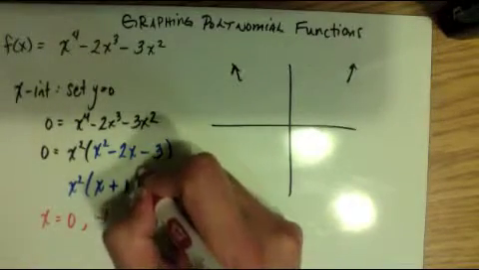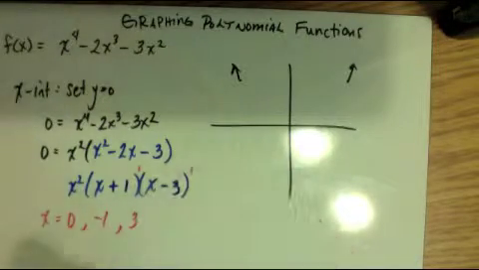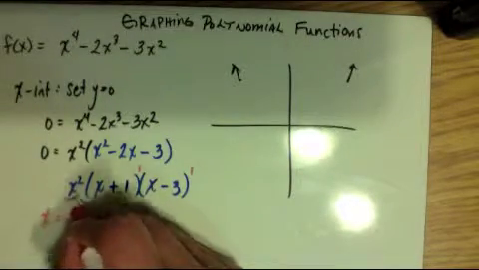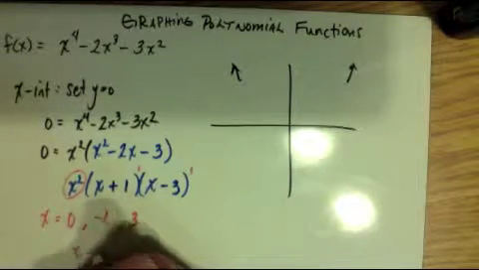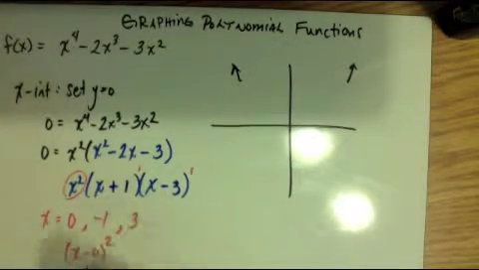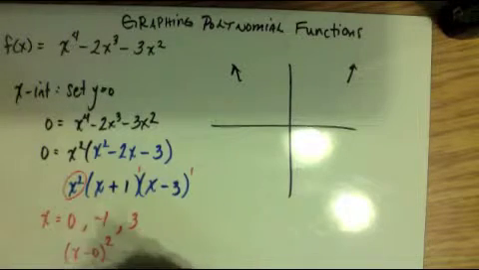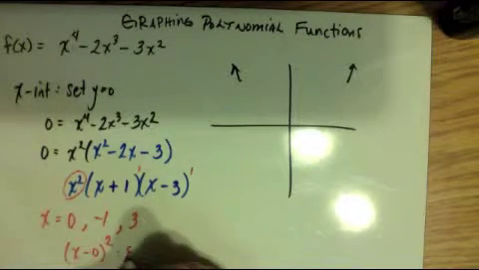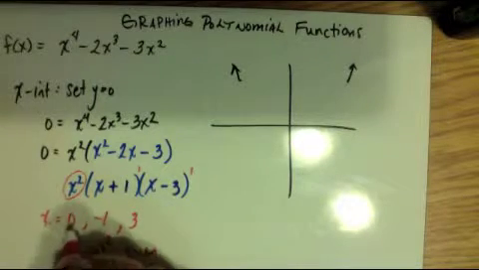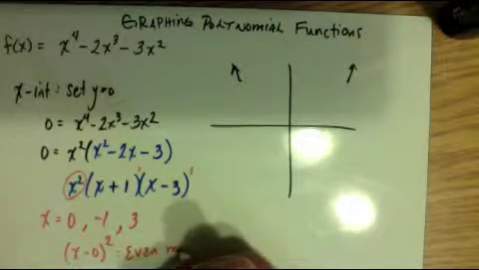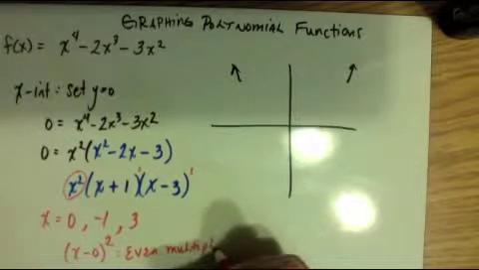Now this is where the multiplicity comes in. This is to the power of 1, and this is to the power of 1. Now what about x squared? That guy, we can write as x minus 0 to the power of 2. So what we're going to say is that at x equals 0, it has even multiplicity.